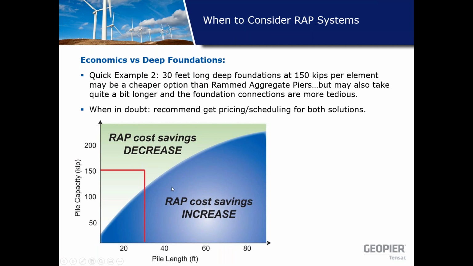As a second example, if you had 30-foot long piles at 150 kips, the piles might actually be cheaper than rammed aggregate piers. But if you're not sure, I would encourage you to price both solutions.